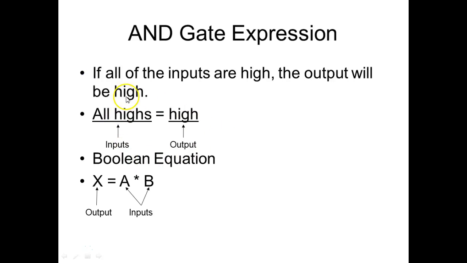And this is our Boolean expression for an AND, right? If all inputs are high, the output will go high. This is the abbreviation version. All highs equal a high. Now, what's different between our expression and our Boolean equation is that in the Boolean equation, the output comes first, and then the input becomes second. Okay, do y'all understand that?